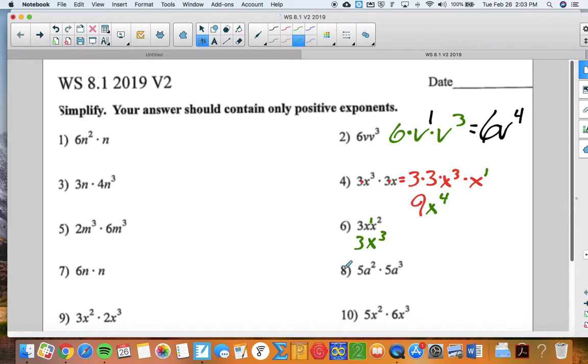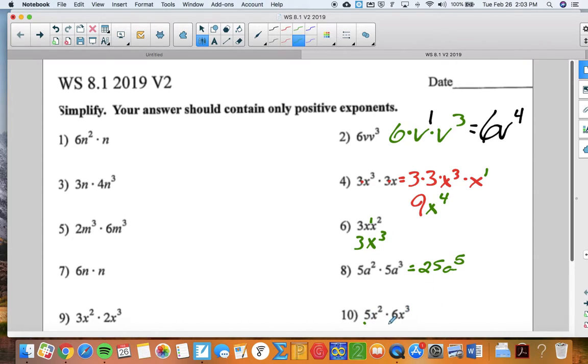Number 8 will have a 25 in front of it because I took 5 times 5, which is 25, right? And then we have an a. But to simplify this, instead of writing a squared times a to the 3, it'll be a to the 5 because I can add the exponents together. Check your notes. If you're not sure why we're doing that, I broke down and expanded some problems to show you why we are able to add those exponents together.